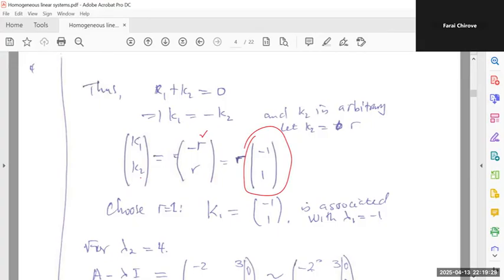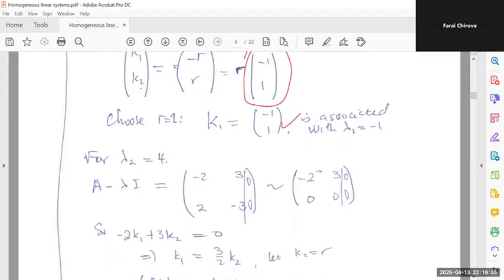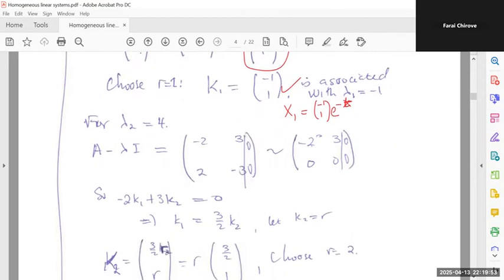Maintain this as our eigenvector. So we now have K1 associated with lambda equal to -1. And from there, we know that x1 as a solution vector is then equal to minus 1, 1 e to the power minus x, or minus t, whatever the case might be. What are we using? We're using x, isn't it? Yeah. Okay. So that's what we are going to have.